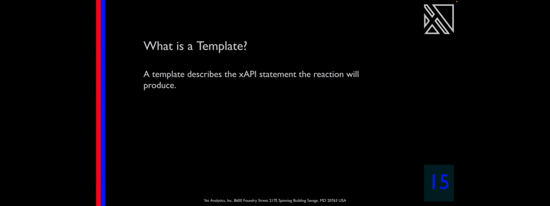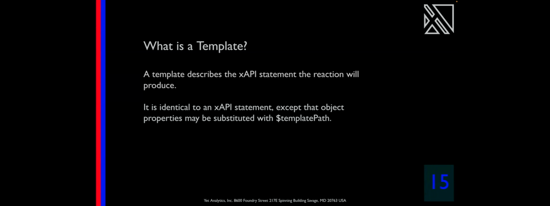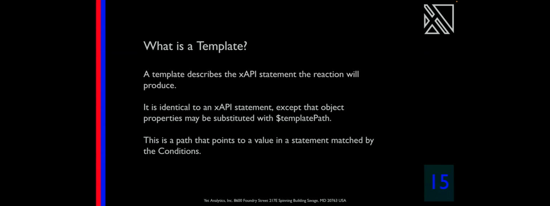And then a template. So the template describes the xAPI statement that the reaction will produce. So before you ever start producing reactions, you're going to design the template that will show you exactly what the data will be that comes out as xAPI when the conditions are met. This template is identical to an xAPI statement, except that the object property may be substituted with template path. And what that is, this is a path that points to a value in a statement matched by the conditions. So you can say, if these conditions occur, there are going to be attributes within that statement that are in my template path.